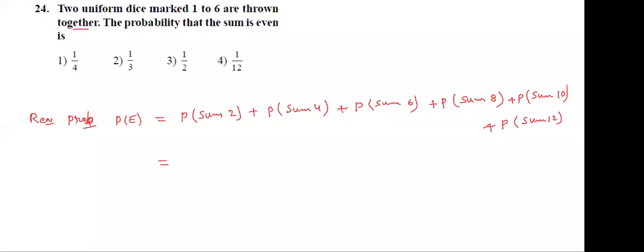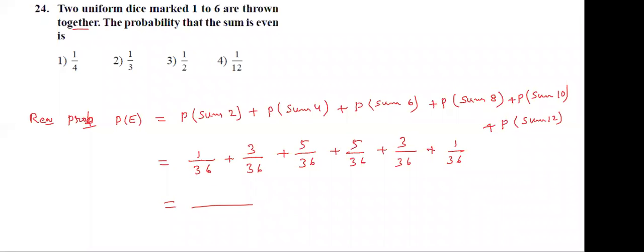Sum of 2 points means what is the answer? 1 by 36. 4 points means 1, 2, 3, so 3 by 36. 6 means 5 by 36. 8 means 5 by 36. 10 means 3 by 36. Sum of points 12 means 1 by 36. So by observing the table, I am writing, students. Shortcut table already given now.